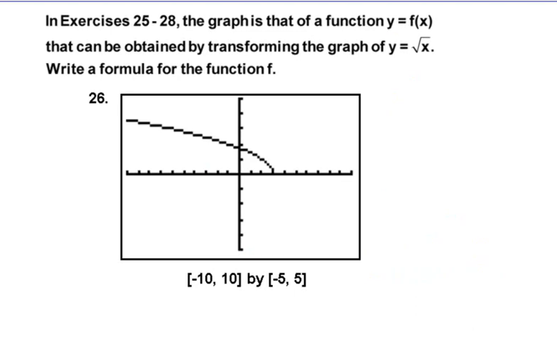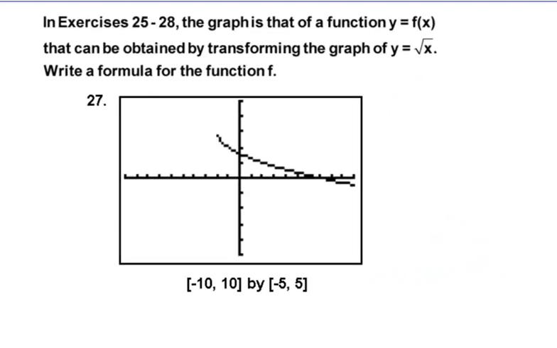Okay, next, 27. We have another square root function. This time we have one that's reflected about the x-axis, and it looks like this is going to be like 2 units to the left, and it's going to be over here plus 3. And then we have the reflection upside down.